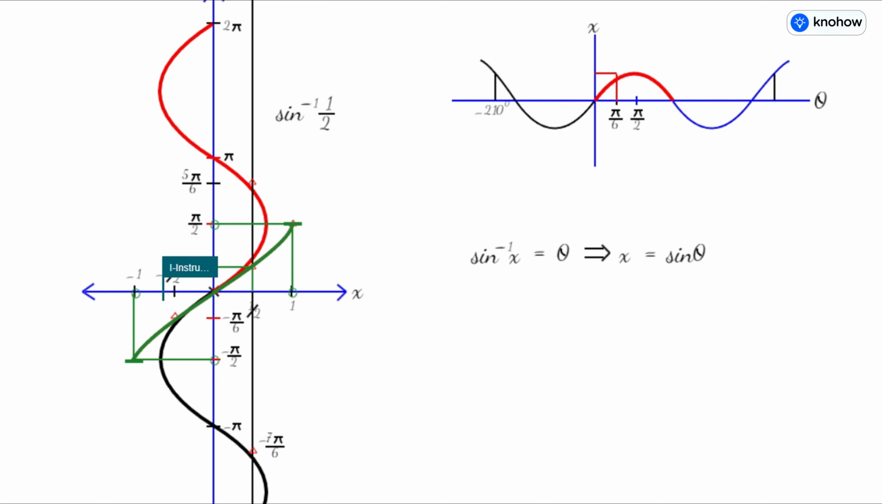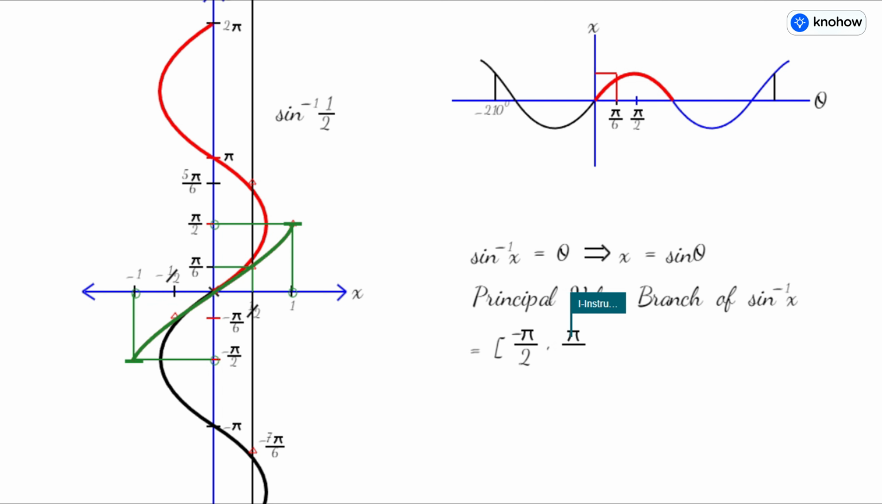So we can say that yes, sine inverse x can be defined provided it lies between negative pi by 2 to pi by 2. And this we call the principal value branch. So what is the principal value branch of sine inverse x? The principal value branch of sine inverse x is negative pi by 2 to pi by 2, both the boundaries included.